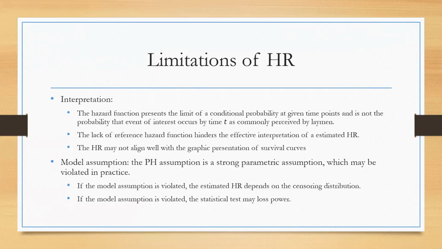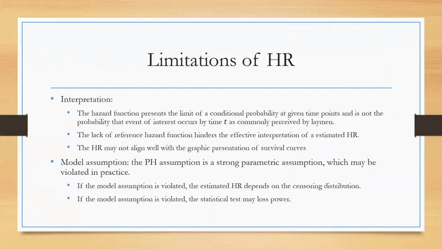And besides that, there are several other problems. For example, if the proportional hazards assumption is violated, then the estimated hazard ratio is hard to interpret. Sometimes people interpret that hazard ratio as a weighted average of the hazard ratio at each of the time points. But the weight will depend on the censoring distribution, which is a nuisance parameter, right?